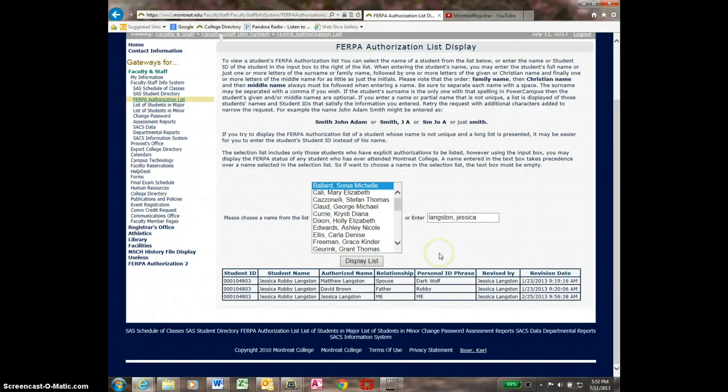That's basically it. If a student had requested no information, then the message at the bottom would say that the student is declining any information to be shared with anyone. And those are basically your three options.